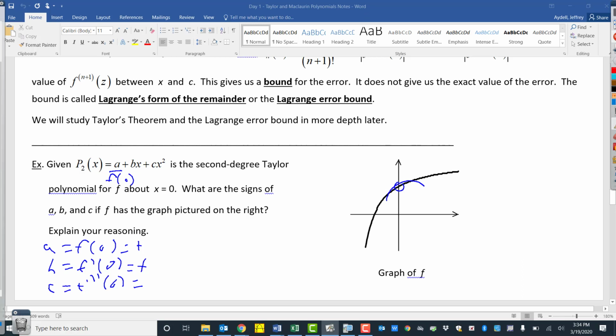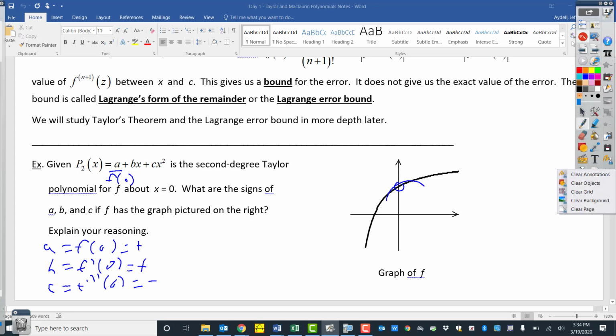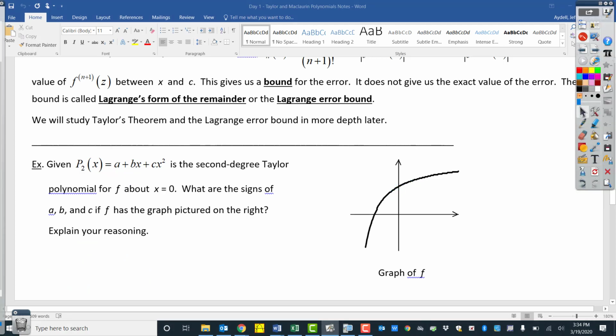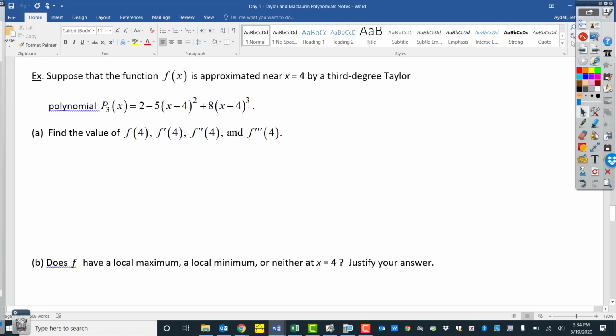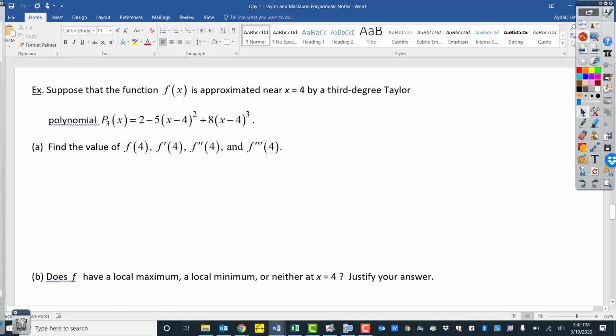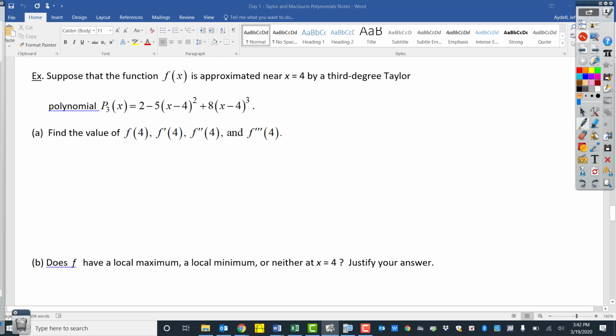And so that means we're going to have a negative sign there. Okay, so these are just examples of the type of problems that can be asked with relation to Taylor polynomials. Some of them not always being super obvious to what you would normally think. Okay, what about these two? All right, so let's look at this next one.